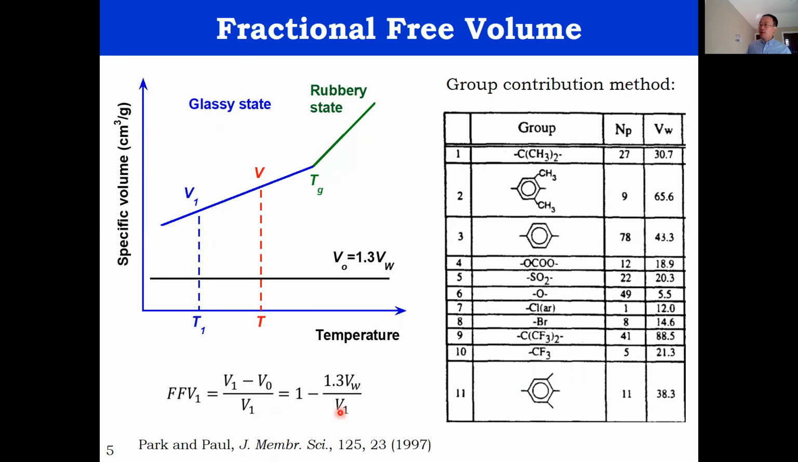The good thing is that you can use the group contribution method. We can treat the functional groups as pieces of Lego, right? Each Lego has a certain volume and potentially a certain fractional free volume. In that way, we could potentially build the polymer structure based on the fractional free volume needed.